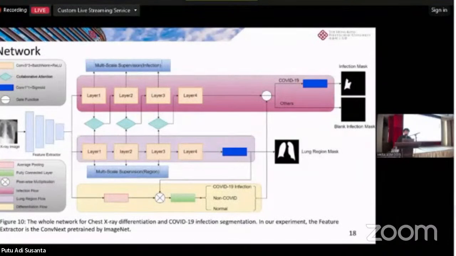And then the lung region information, which is in the middle line, controls the results of the other two lines, which are the lung infection segmentation in the first line and the differentiation in the third line, as an attention mechanism. These two lines receive the information of the lung regions and output their corresponding infection region masks and differentiation results.